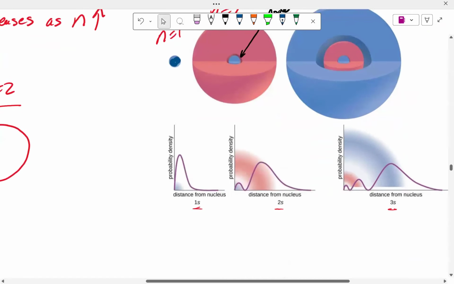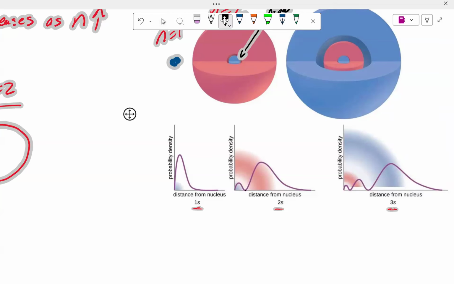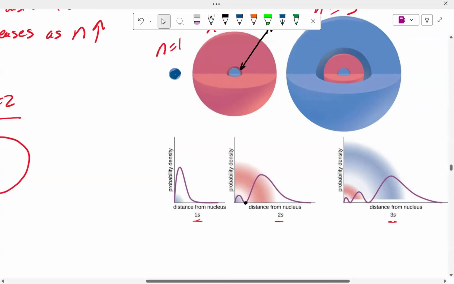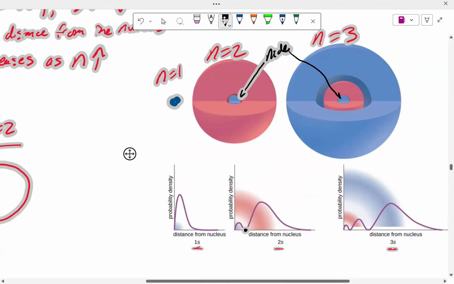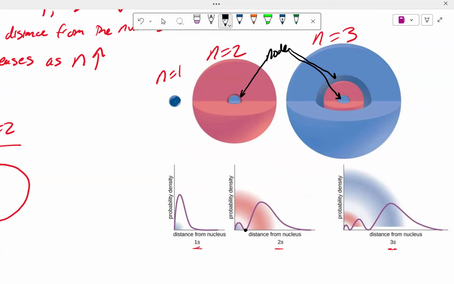And if you look at this XY graph down here, this little valley where it hits the x-axis represents a probability of 0. So the probability of finding an electron in that position, in that node, is 0. And if we go to n equals 3, there's that node between 1 and 2, and there's the node between 2 and 3. And so at n equals 3, there are 2 nodes.